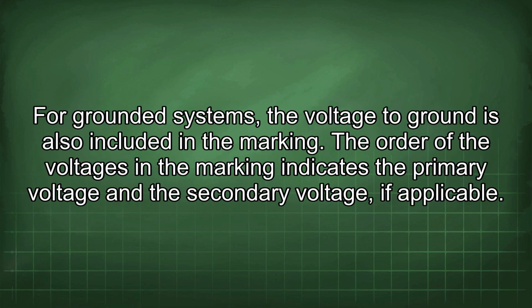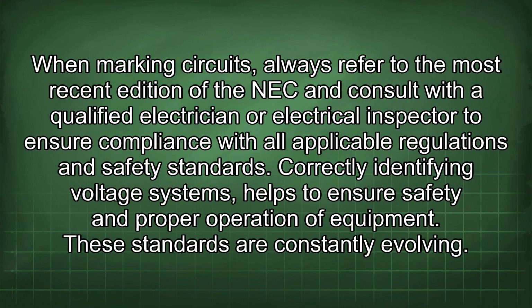For grounded systems, the voltage to ground is also included in the marking. The order of the voltages in a marking indicates the primary voltage and the secondary voltage, if applicable. When marking circuits, always refer to the most recent edition of the NEC and consult with a qualified electrician or electrical inspector to ensure compliance with all applicable regulations and safety standards.